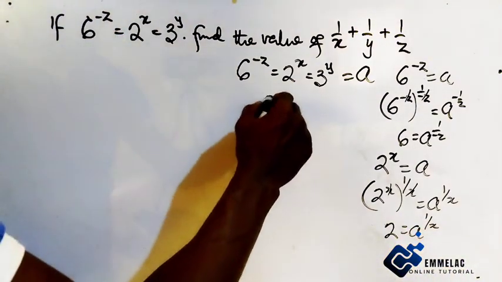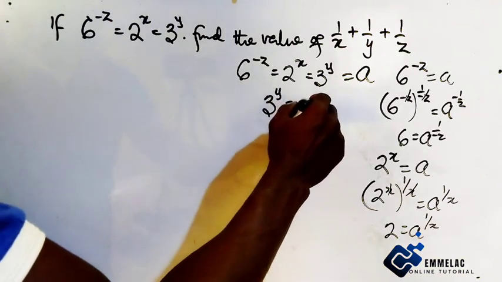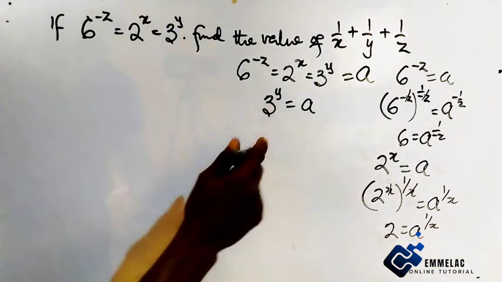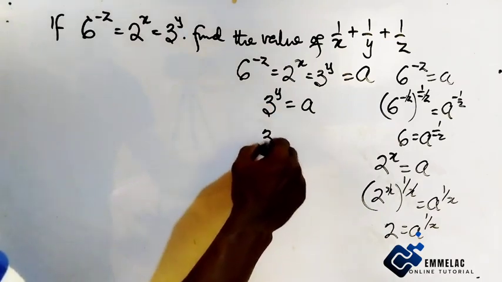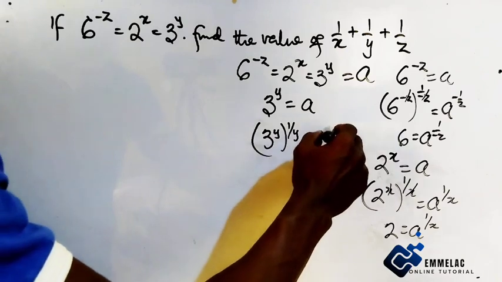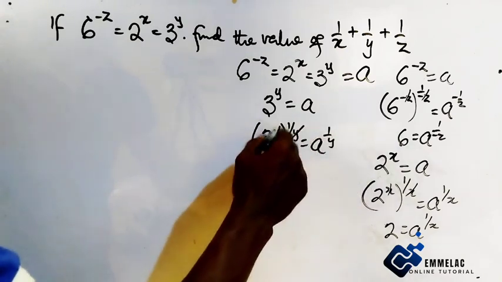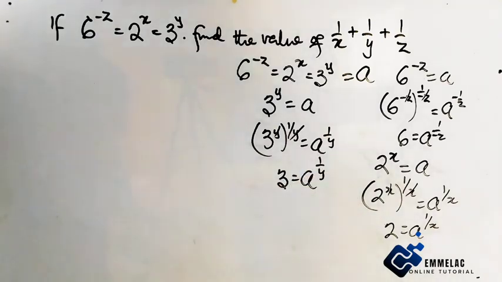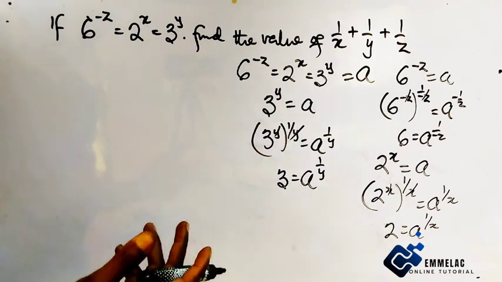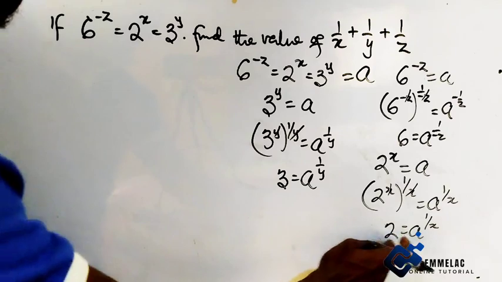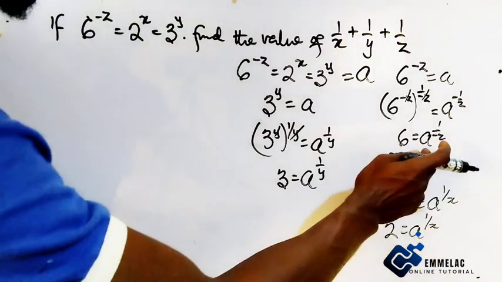Now same thing here, 3 raised to the power y equals a. So here what we want to do is multiply by the inverse of y. So 3 raised to the power y all to the power 1 over y equals a raised to the power 1 over y. This will cancel out, so 3 here will give us a raised to the power 1 over y. Okay, now looking at this here, we can see 3 equals this, 2 equals this, and 6 equals this.